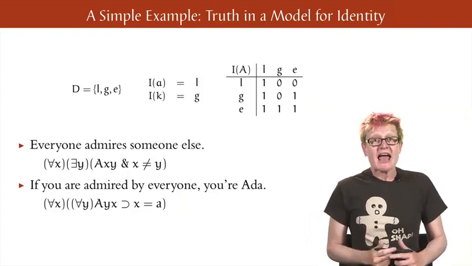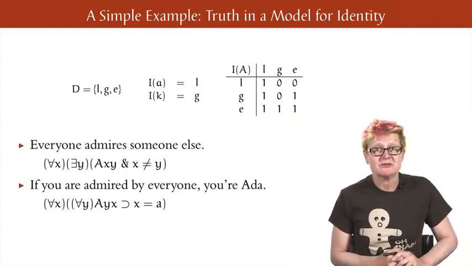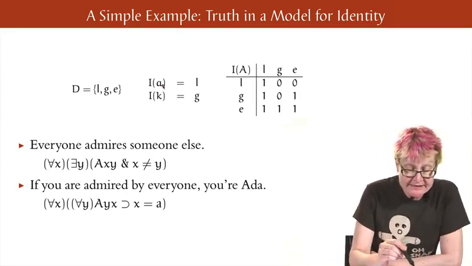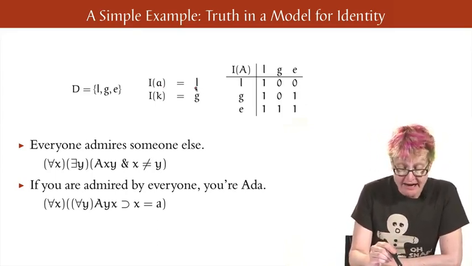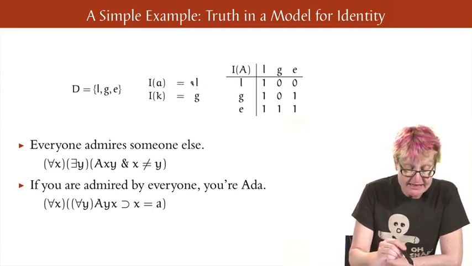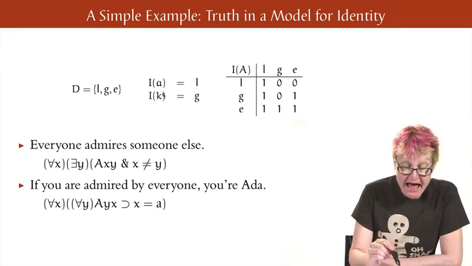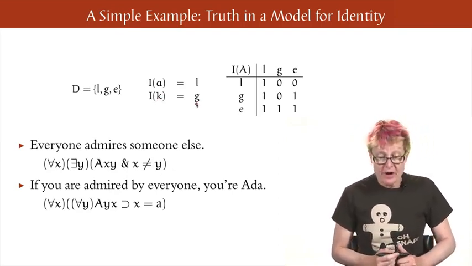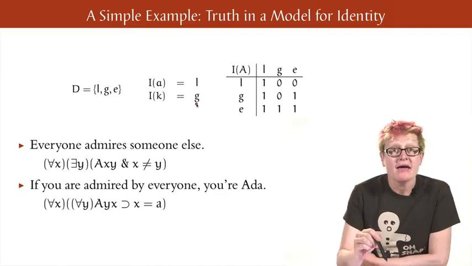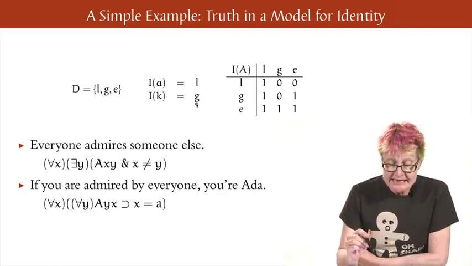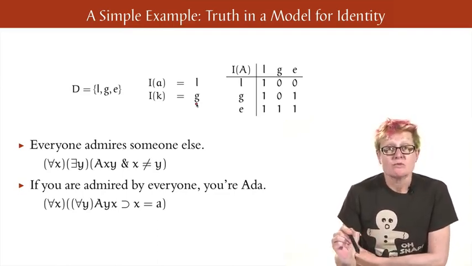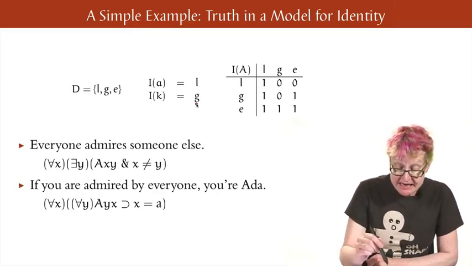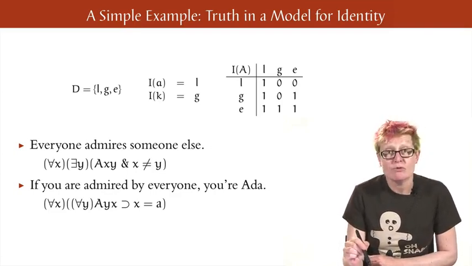In this language, we happen to have only two names, A and K, and the model interprets the name little a with Ada Lovelace, and the name little k with Kurt Gödel. We also have a binary predicate, capital A, two place, which means X admires Y. AXY, X admires Y. And the interpretation is as shown in the table.